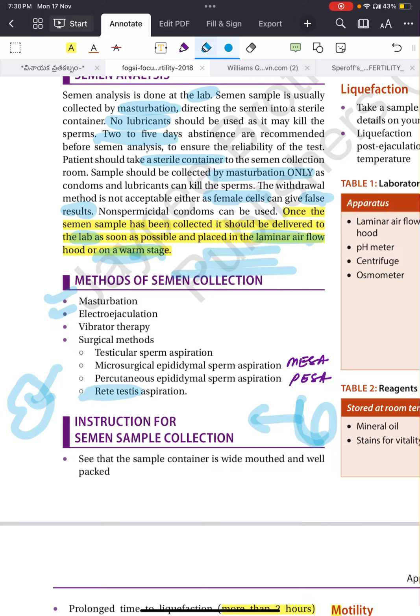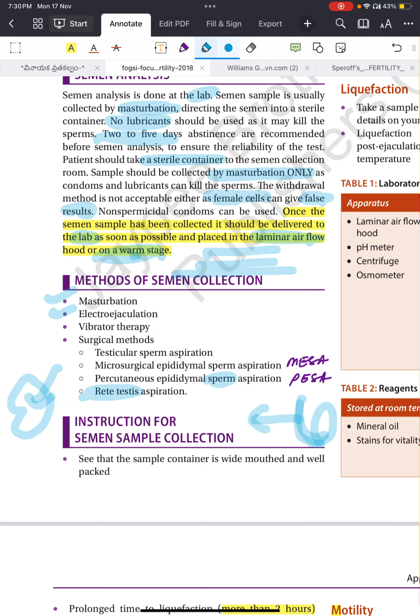I'll repeat the methods of semen collection. One is masturbation, which is most commonly followed. Others are electroejaculation, vibrator therapy, and surgical methods like testicular sperm aspiration, microsurgical epididymal sperm aspiration, percutaneous epididymal sperm aspiration, and testis aspiration.